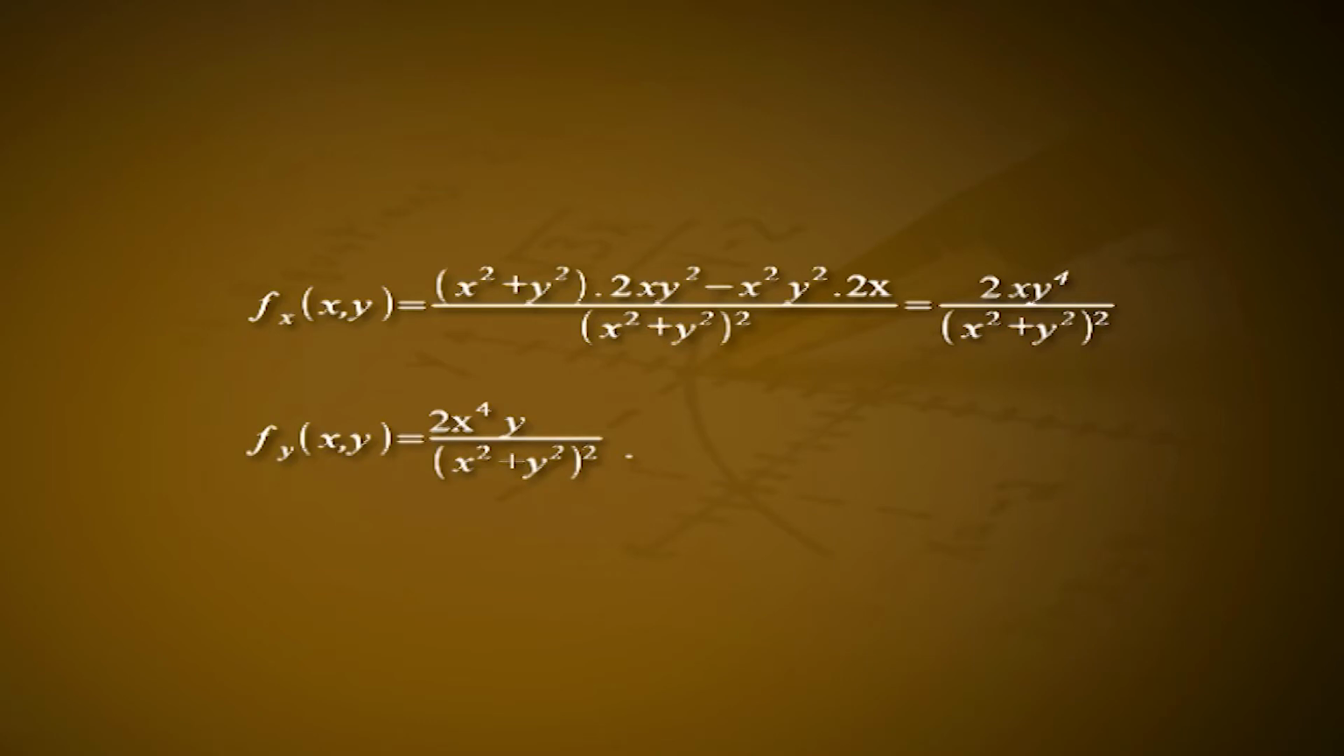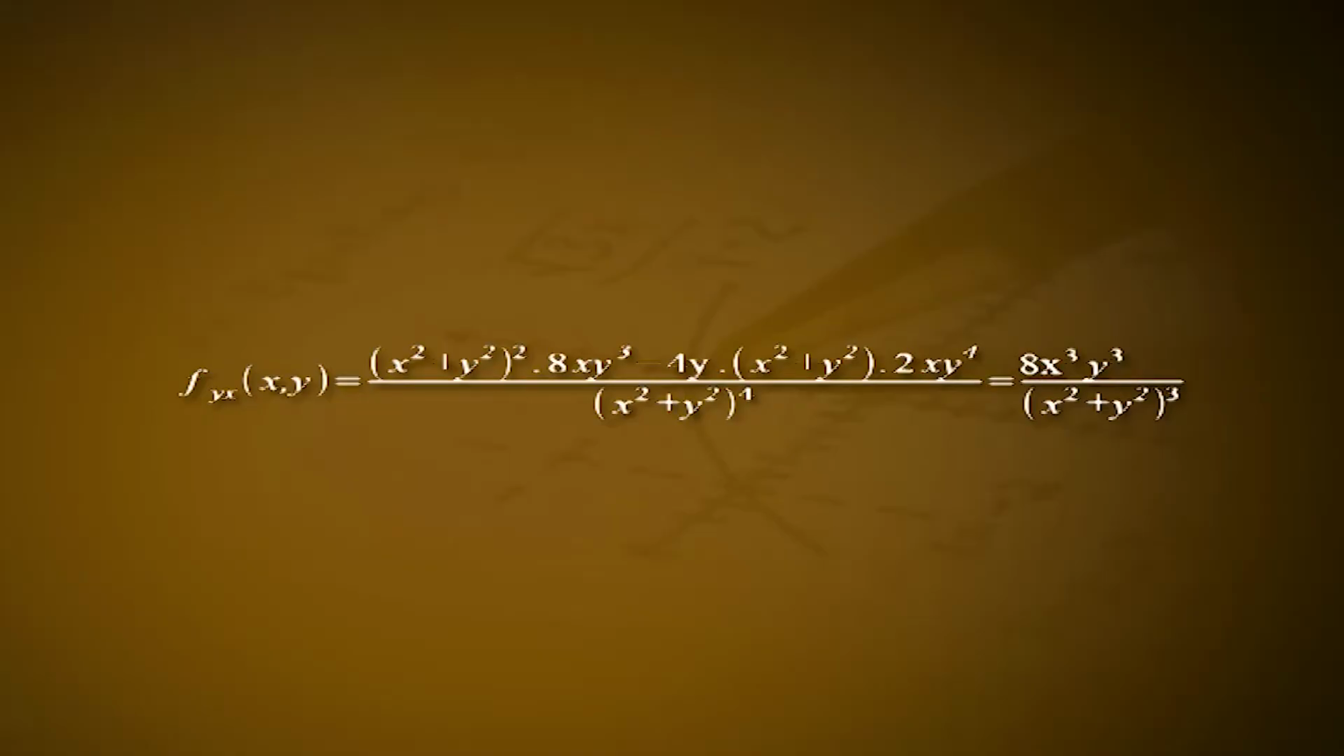f_y at (x, y) is equal to 2x^4 y divided by (x² + y²) whole squared. Again, f_yx at (0, 0) is equal to the limit of (f_x(0, y) minus f_x(0, 0)) divided by y as y tends to 0, which is equal to 0, and f_xy at (0, 0) is equal to 0, so that f_xy at (0, 0) is equal to f_yx at (0, 0).